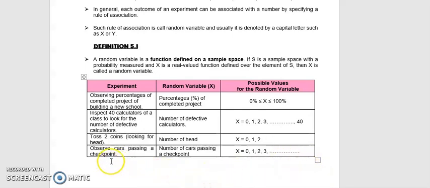Okay, last experiment example here. Observe cars passing a checkpoint. So the random variable will be the number of cars passing a checkpoint. The possible values can be 0, 1, 2, 3 and so forth, until infinity. Why until infinity? Because we do not know how many cars will pass the checkpoint. So here finite numbers until 40 only because we only have 40 calculators.